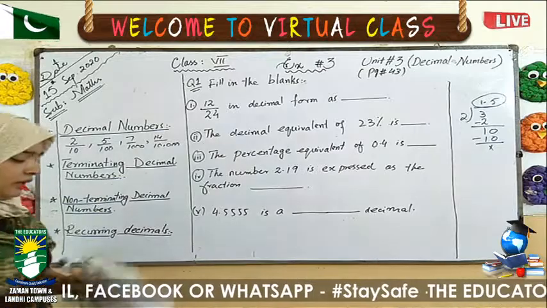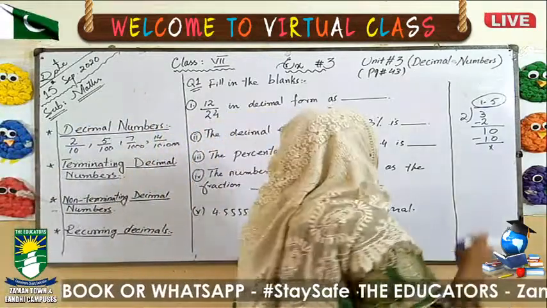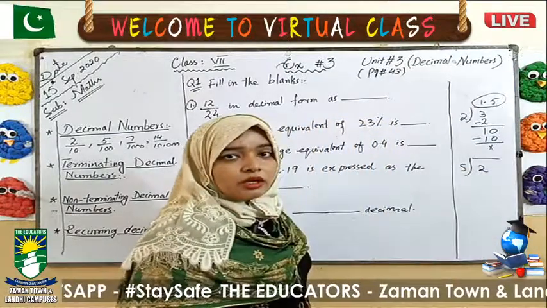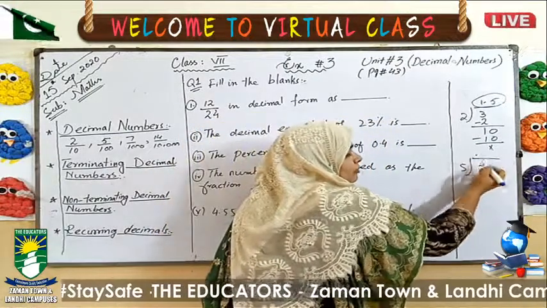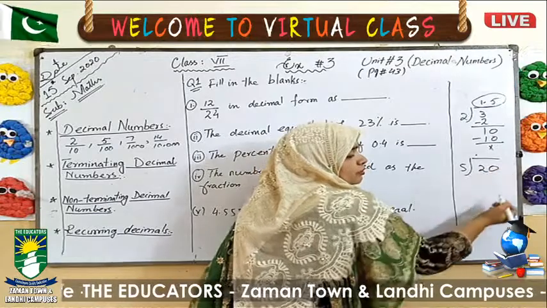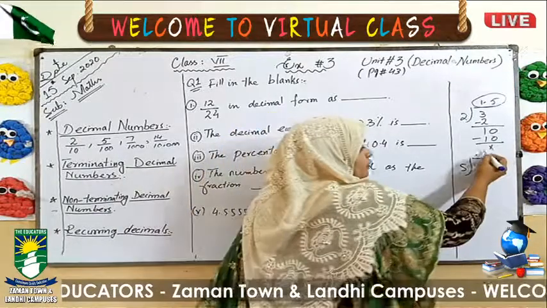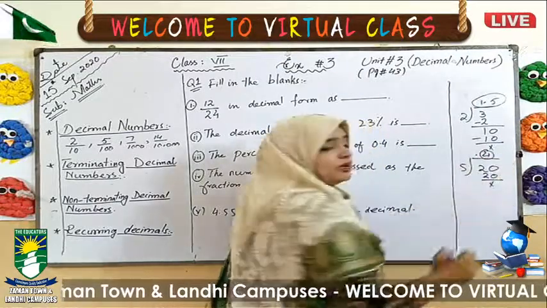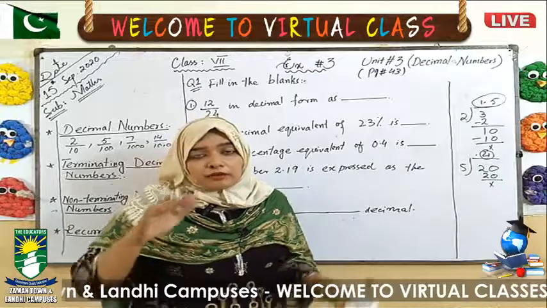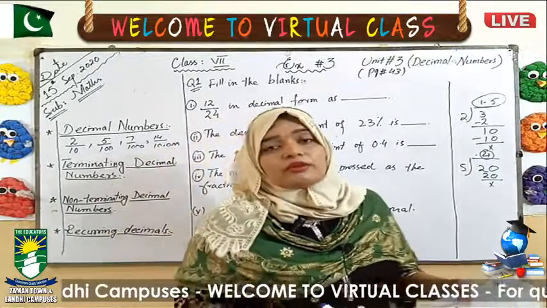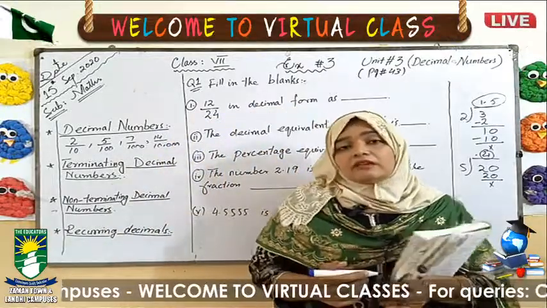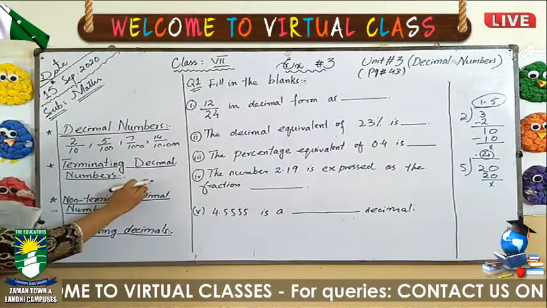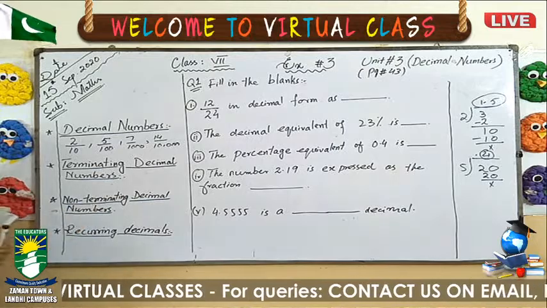Let us consider another example, which is 2 by 5. Now, if you divide 2 by 5, use a decimal here. Then we write a 0. 5 fours are 20. After the decimal, we have a finite number, only one digit. If you have finite numbers after the decimal, then these are known as terminating decimal numbers. Now, next is non-terminating decimal numbers.